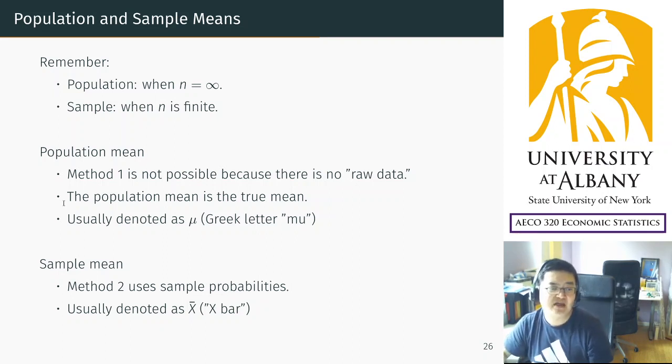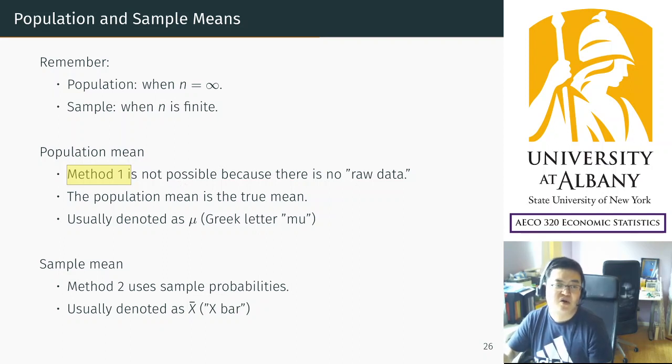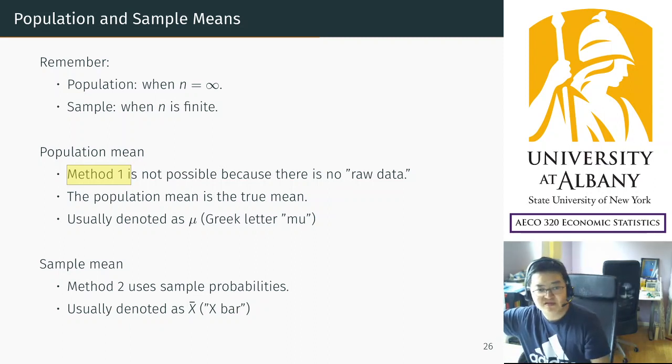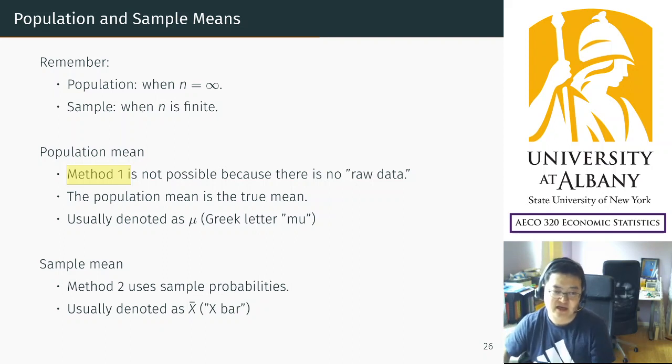So the population mean is the true mean, but when you calculate the population mean, you cannot use method 1, because the raw data will go on infinitely, so you cannot sum them. There will be an infinite number of observations, so that kind of data does not exist. So method 1 is not used to calculate the population mean. The population mean is usually denoted as mu, which is a Greek letter. The Greek letter mu usually denotes the population mean.